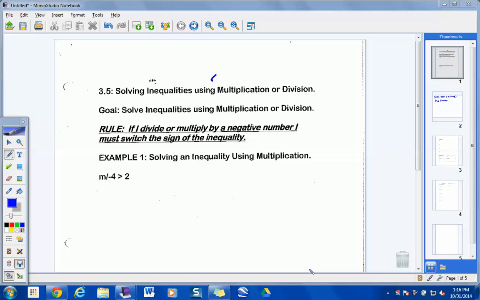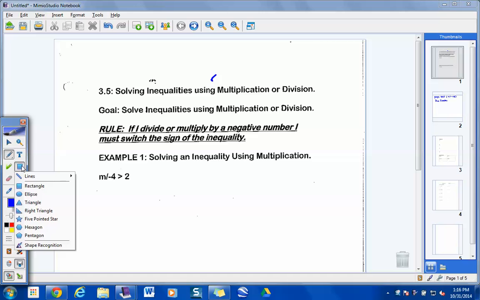In the last section, you just got done looking at solving inequalities by undoing addition or subtraction, right? Basically, it was one step. Well, today we're going to start looking at solving inequalities, but instead of undoing addition or subtraction, what are we undoing up here? Multiplication or division. Okay, so the whole goal today is to solve inequalities using multiplication or division.